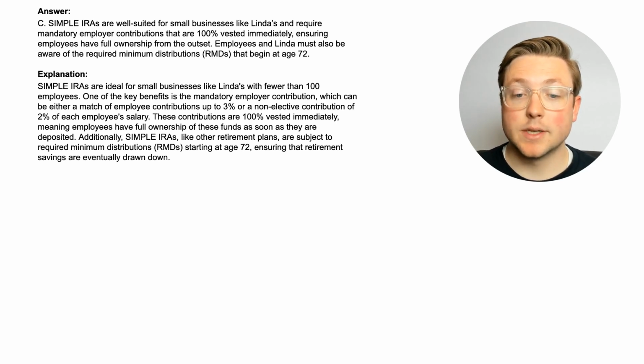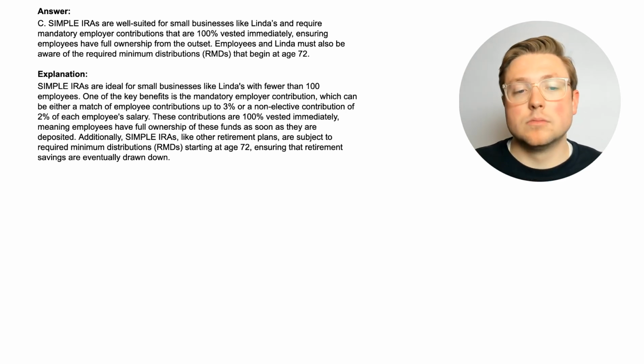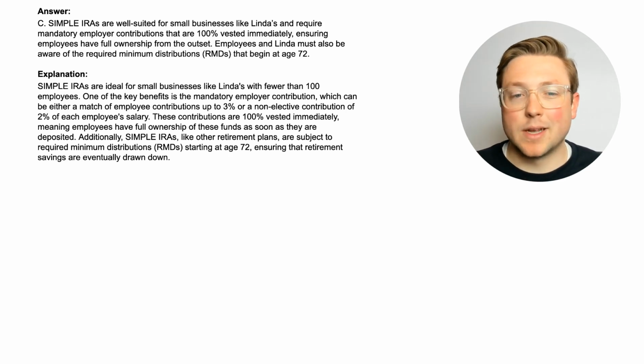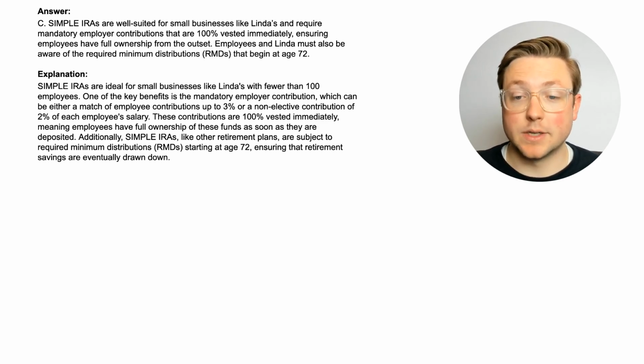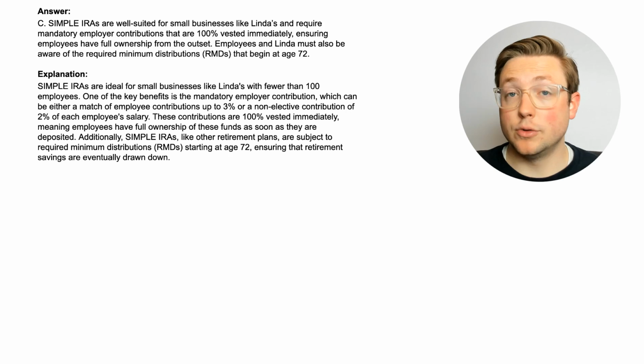Additionally, simple IRAs, like other retirement plans, are subject to required minimum distributions starting at age 72, ensuring that retirement plans are eventually drawn down. So simple IRAs are kind of like a traditional IRA through your employer, but it's more for small businesses. And the cool thing about it is that the contributions are 100% vested immediately. Okay, we learned a little bit about simple IRAs there. Let's go to the next question.